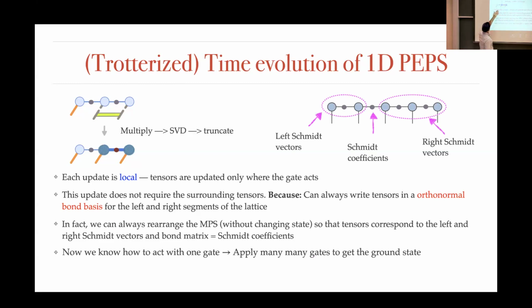So now that we know how to do one gate, we can just apply this many times and then find the ground state. And obviously, it's clear that the same algorithm can also be used to simulate real-time evolution or quantum circuits.